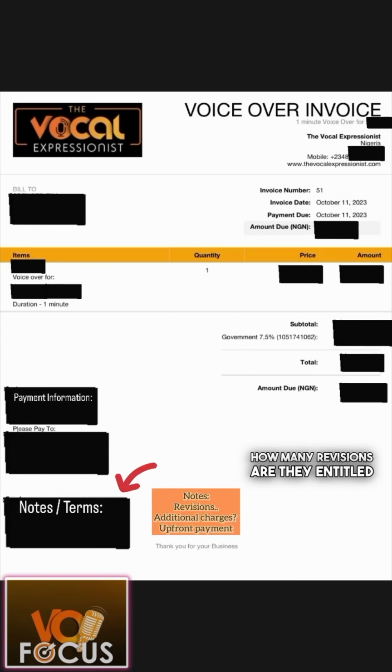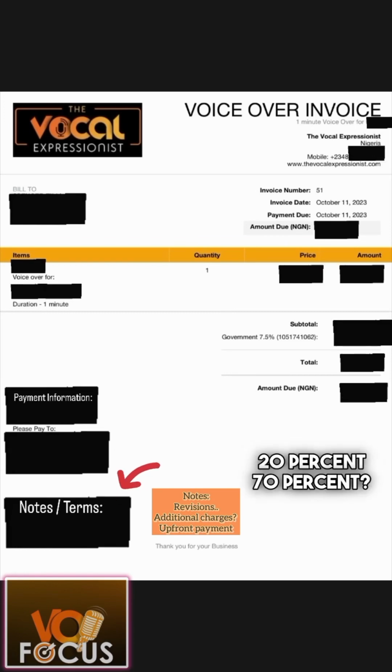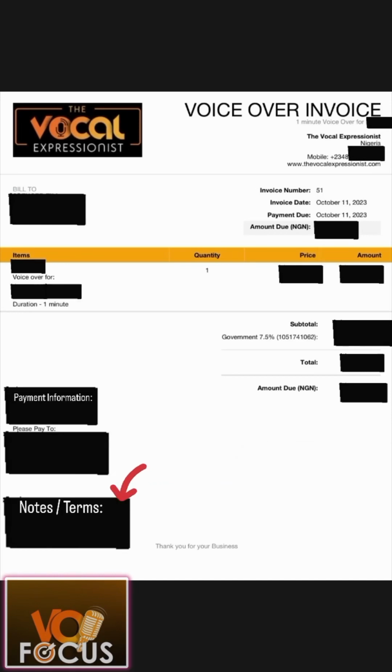How many revisions are they entitled to? Is it 1? Is it 2? Is it 3? State it there. Are you going to collect upfront payment for your work? What's the percentage? Is it 50%, 20%, 70%? State it there. State your terms.